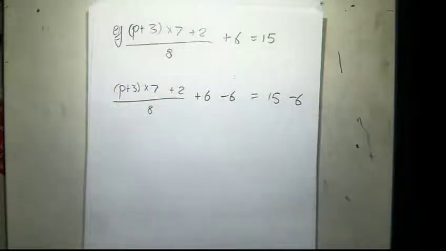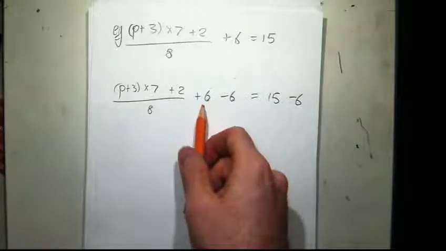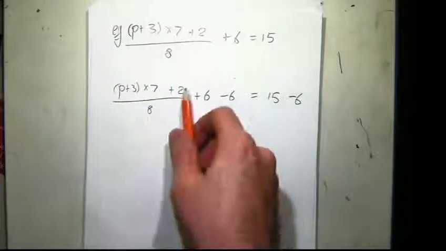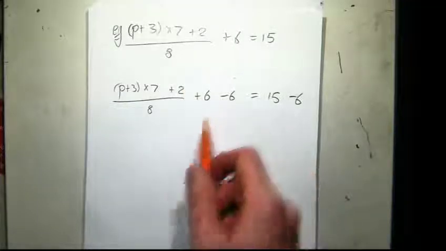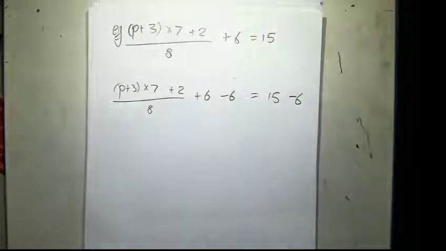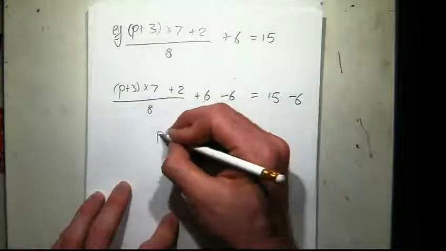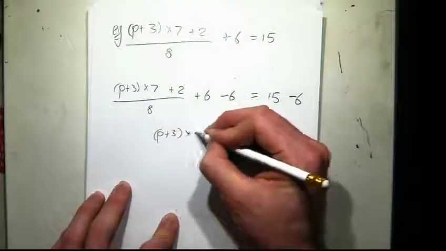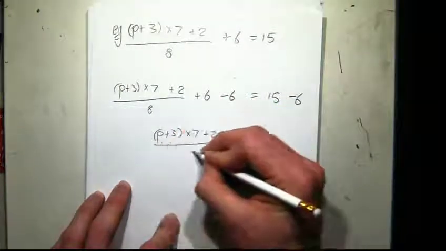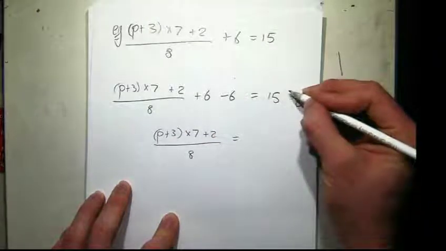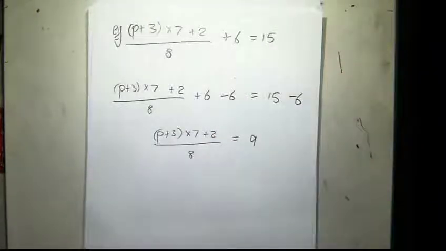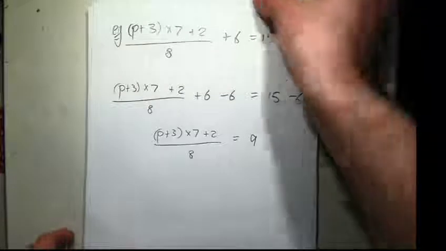And here is where the power of rearranging formulas comes in. Plus 6 and a minus 6. There's no reason I have to do this first. I could just as easily go plus 6 minus 6, which would give me 0, which means that I end up with... and 15 minus 6, well, that's the same as 9. So you'll see that there is only one difference between what I have here and what I had on the previous page.